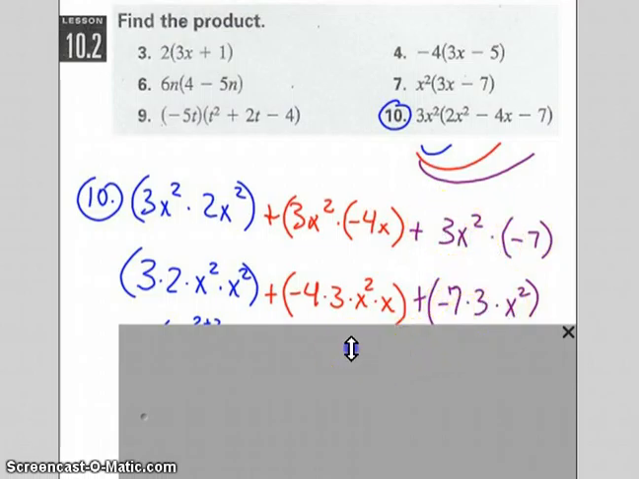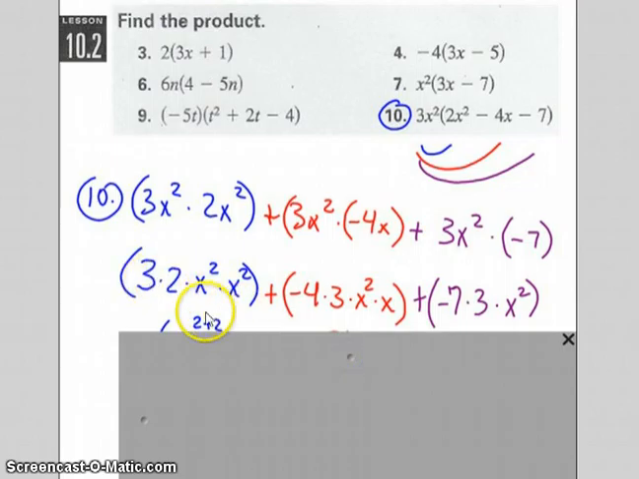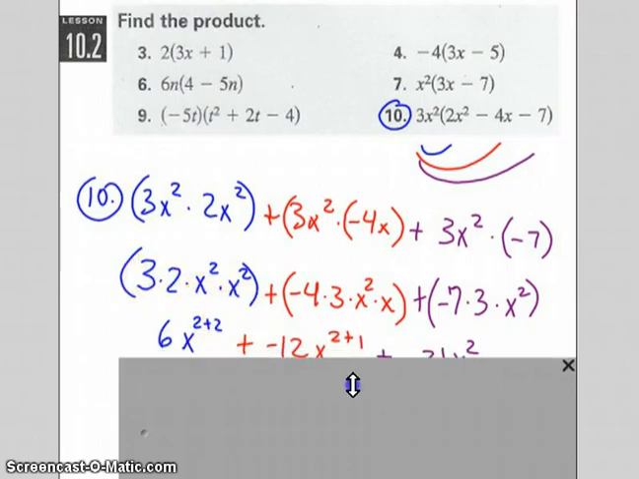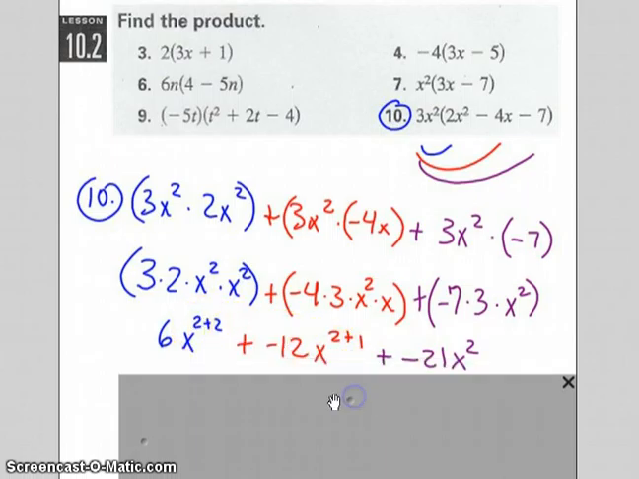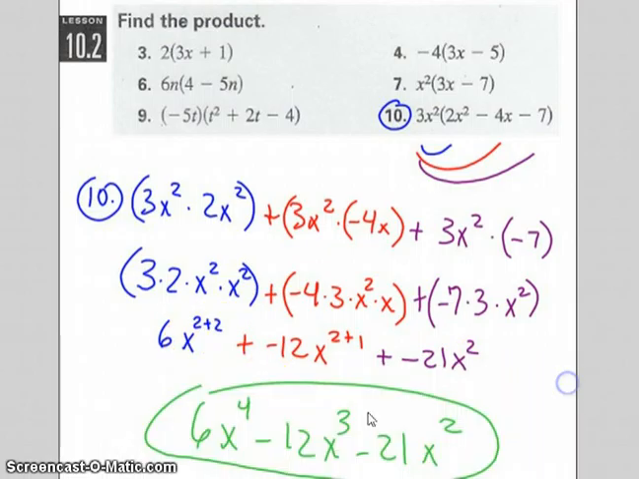All right, now let's just do the work. 3 times 2, that's 6. And x squared times x squared, remember, I add the exponents. So in each case, I've done the work here. Negative 4 times 3 is negative 12, and I'm adding these two exponents, 2 and 1. All right, well, now I clean up the last pieces. 6, x to the 2 plus 2, 6x to the 4th. X to the 2 plus 1 becomes x cubed. This in green is my answer.